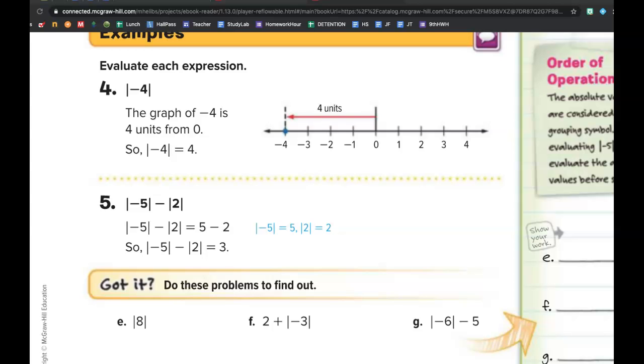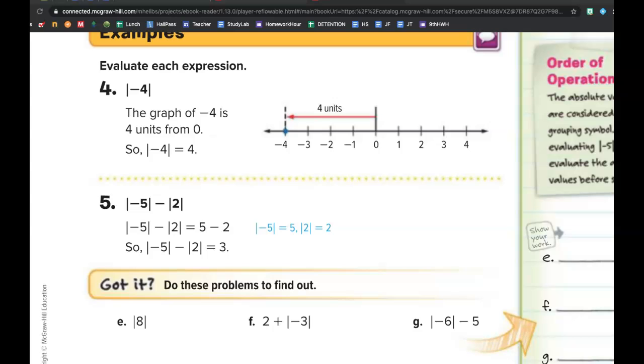Absolute value is always denoted by those lines right here. This means the absolute value. We treat absolute value lines as if they were parentheses. Okay, so the absolute value of -4: the distance from -4 to 0 is 4. Therefore, the absolute value of -4 equals 4.